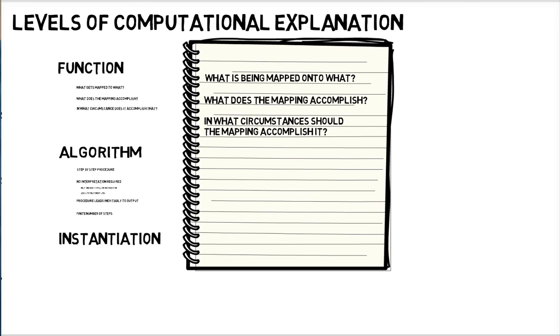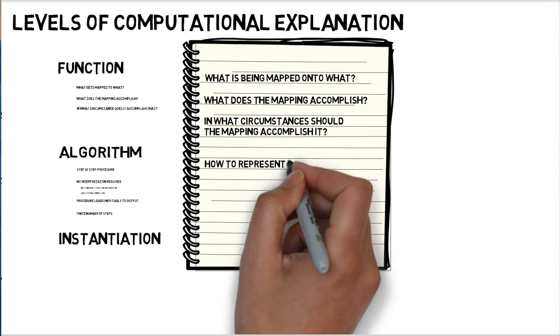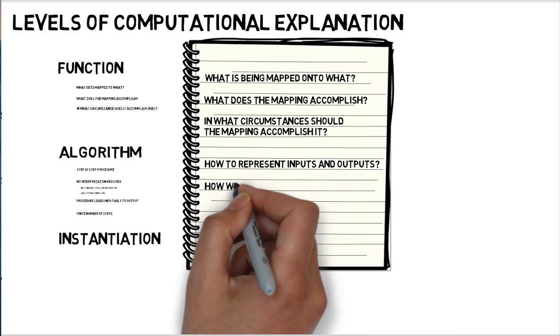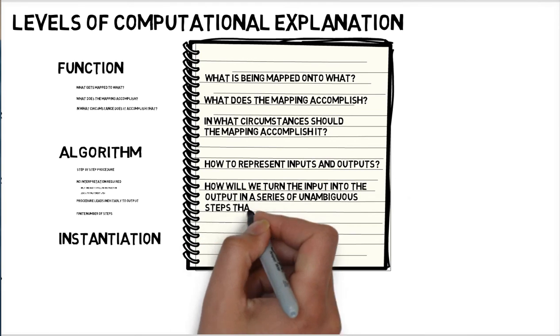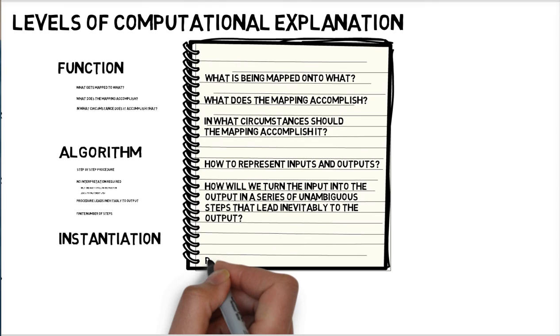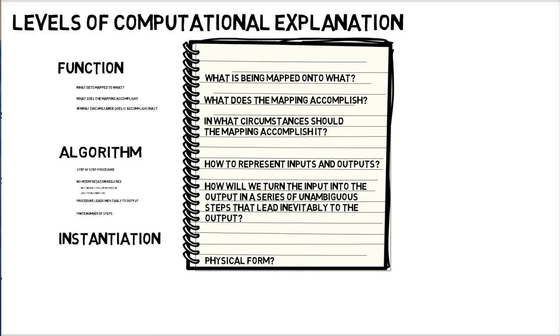At the algorithmic level of explanation, we have 2 questions, just 2. First, how will the input and the output be represented? And second, how will we turn the input into the output in a series of steps that are unambiguous and will lead inevitably to the output? Like I said, we're not going to deal much with the instantiation level since that's really where engineering comes in and the philosophy and cognitive science side are done. But the essential question at the instantiation level is, how do we make a physical device that performs the steps described by the algorithm?